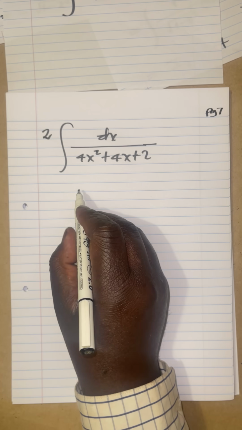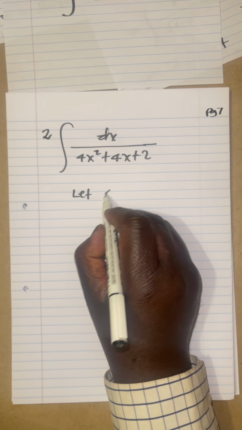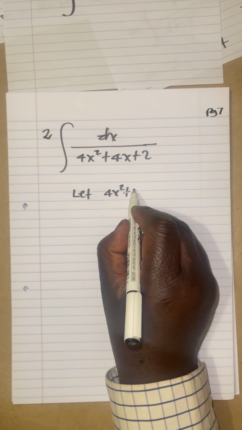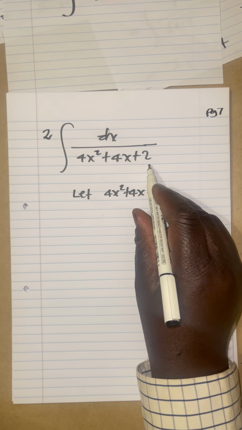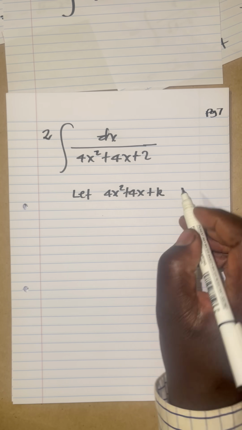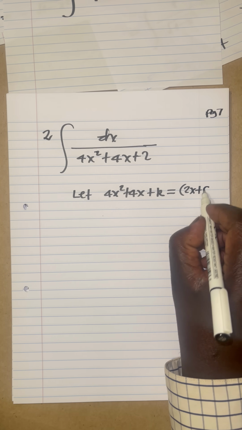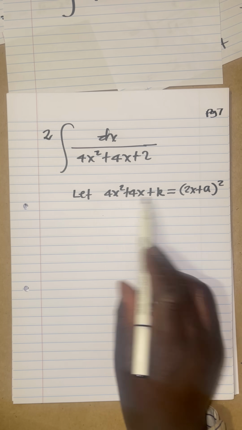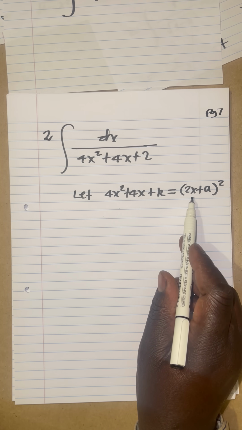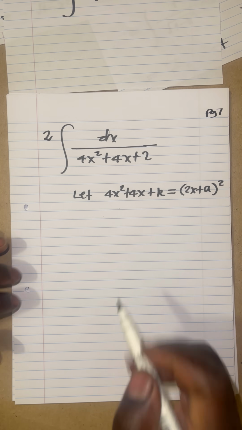And therefore, looking at 4 and x squared there, I'll be tempted to say, check this, let 4x squared plus 4x plus k, some unknown k. I'm going to ignore the 2 for a moment. This can be rewritten as 2x plus some constant a. We square this. The square root of 4 is 2. Square root of x squared is x. And I want to expand that, and then I'm going to equate coefficients.